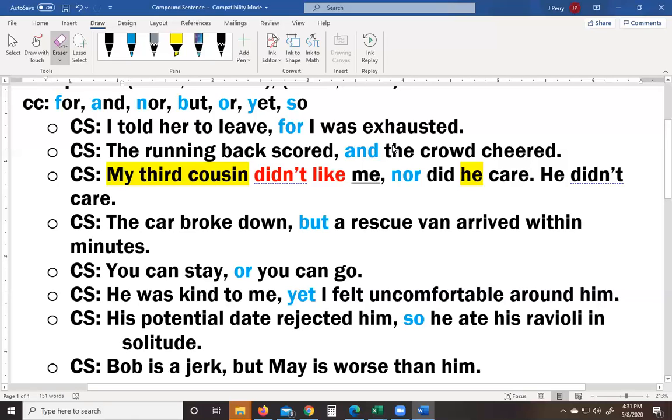Basically, it connects them. And some of these sentences, like the running back scored, the crowd cheered, they really don't have a relationship, not a very strong one. I told her to leave, I was exhausted. Yeah, that one works. Let's see. He ate his ravioli in solitude and his potential date rejected him. If these weren't right next to each other, they could stand on their own all by themselves. There's no connection. So by using a comma and a coordinating conjunction, we're forming that connection. We're creating a connection between the two clauses.